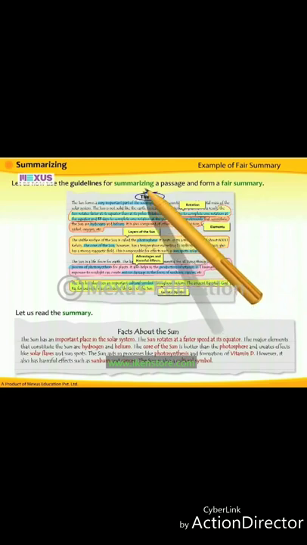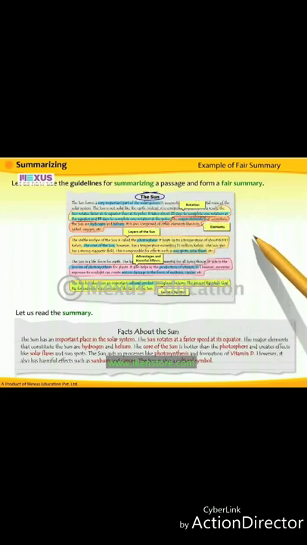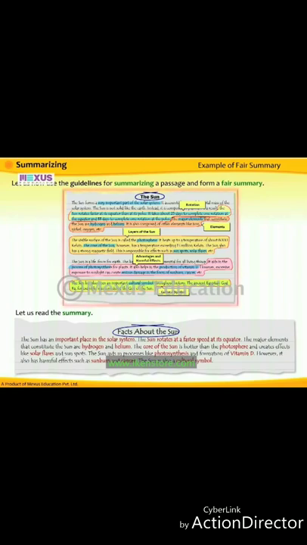While the title of the original passage is The Sun, the title of the summary is Facts about the Sun. This title accurately captures the subject of the passage. All the main points are listed and the summary is written in the third person. Therefore, this is an example of a fair summary.